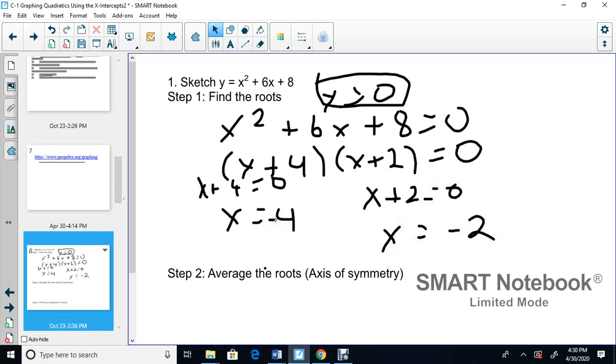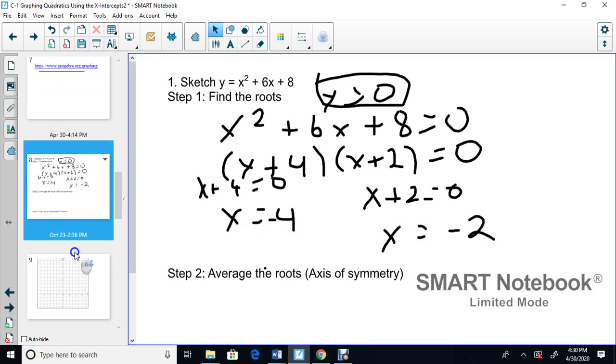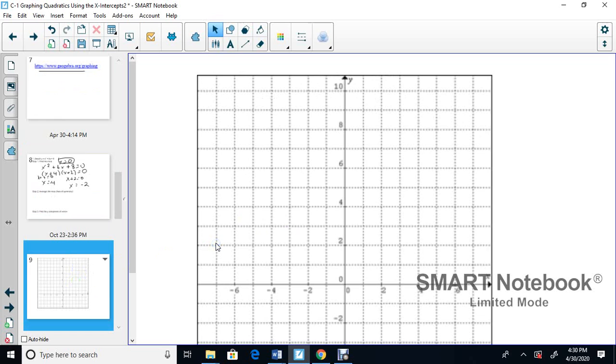Okay, let's go to our graph and graph what we know. We know that x is negative 4 and x is negative 2. So we're going to go to the graph and put a dot right here at negative 2 and a dot at negative 4 where the x is. These are our two x-intercepts.